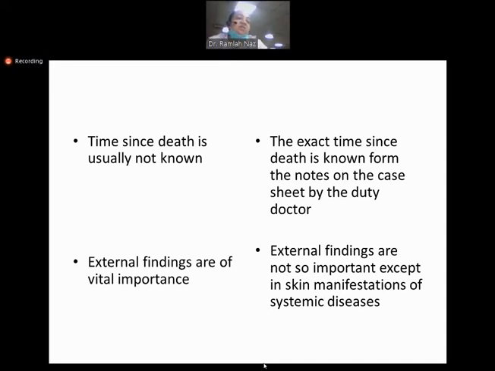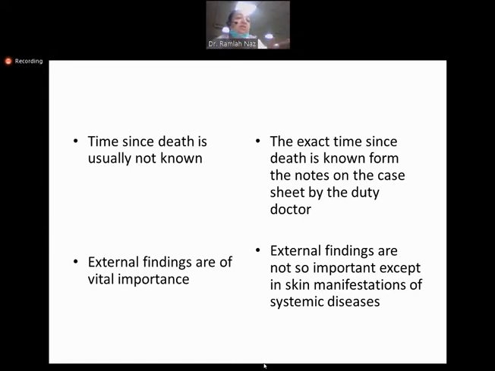External findings in cases of the medico-legal autopsy are of vital importance. Why? Because sometimes they give you the exact clue, like cadaveric spasm. Maybe you will find some kind of evidence related to the assailant in the clinched palm or fist. So in the cadaveric spasm, maybe you will get something, or by Locard's principle of exchange, whenever two things come in contact, an exchange of material will always take place.